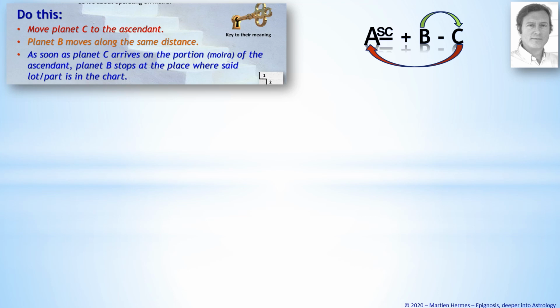Now, both in the webinar, the larger introduction to this topic of the 7 Hermetic Lots on the website of Acuta, I introduced this formula trying to get to grips with the meaning of the several lots. And I stated it like this: move planet C to the ascendant, planet B moves along, and as soon as planet C arrives on a portion of the ascendant, planet B stops at the place where the said lot part is in the chart. Well, that still remains the same, but the interpretation of planet C and B differs a bit. So let's have a look at that.